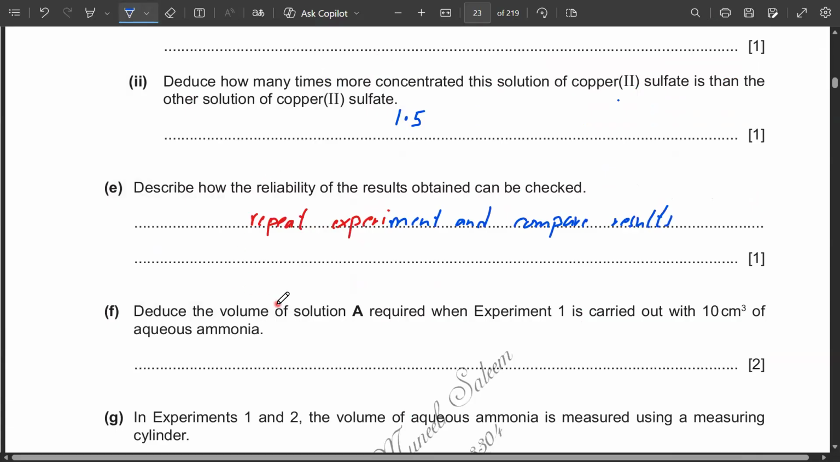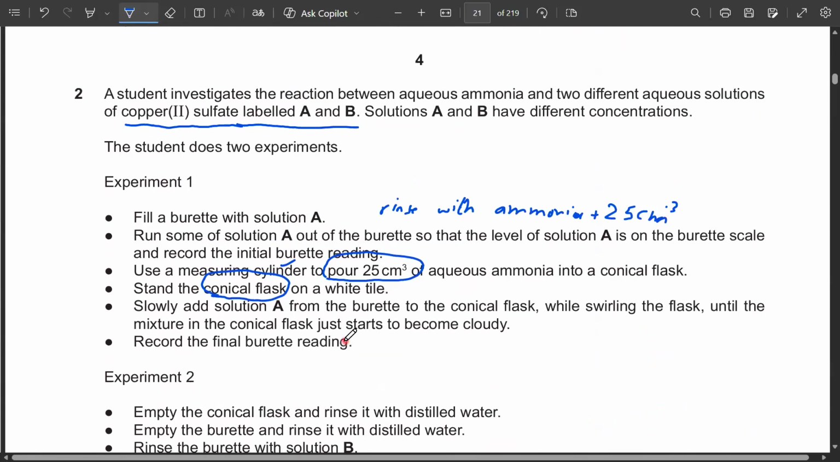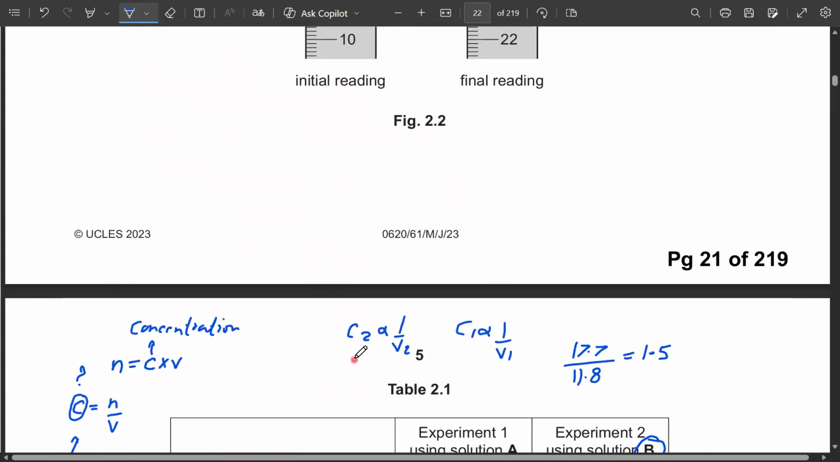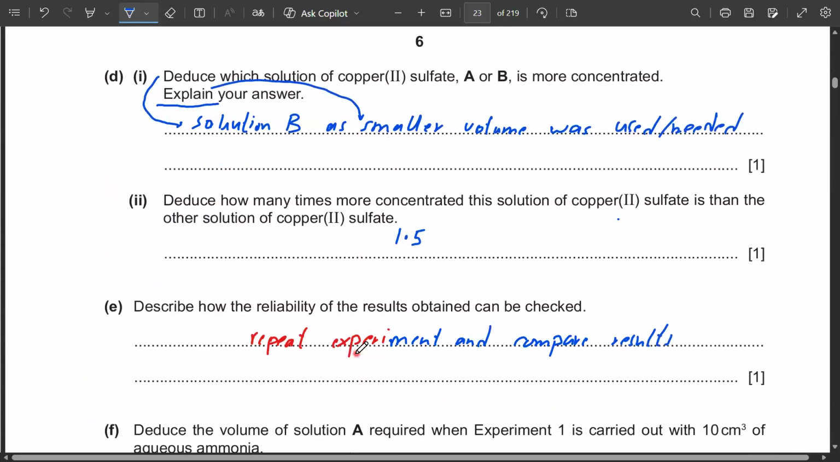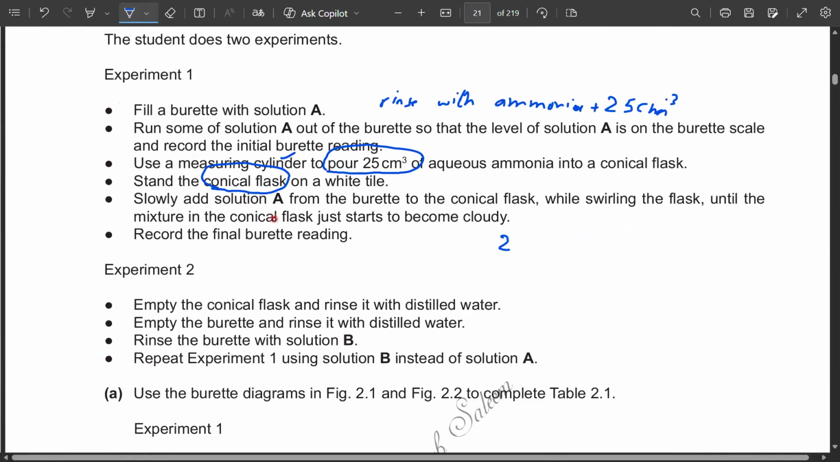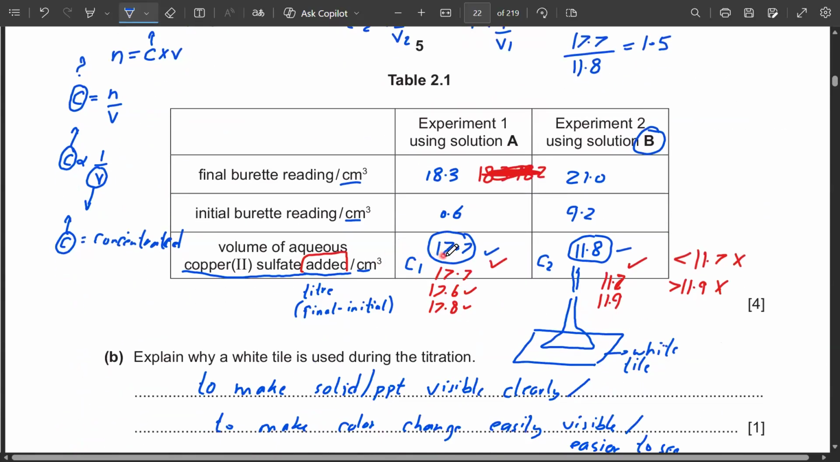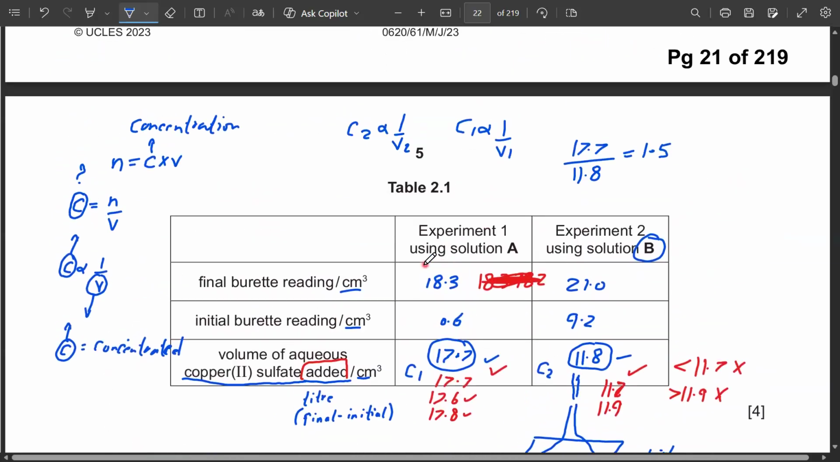Then part F says: calculate the volume of solution A required when the experiment is carried out with 10 cm cube of the aqueous ammonia. So, the solution A required when 10 cm cube was used in experiment number 1. Yes, it is experiment number 1. If we go back here, it said that 25 cm cube of ammonia was used, and in that situation the volume added in experiment 1 was 17.7. So I will do the calculations here.